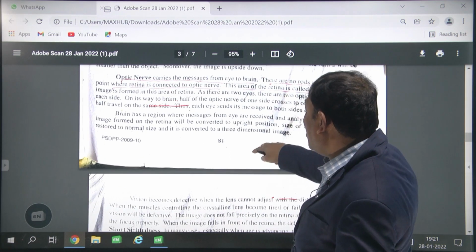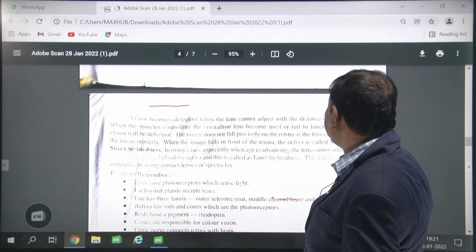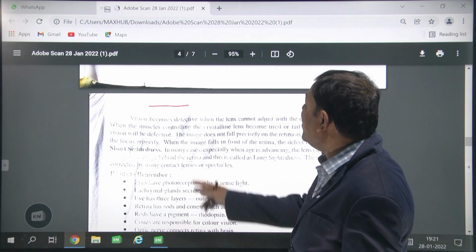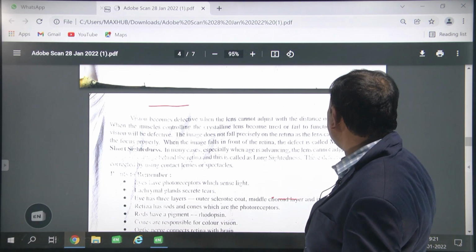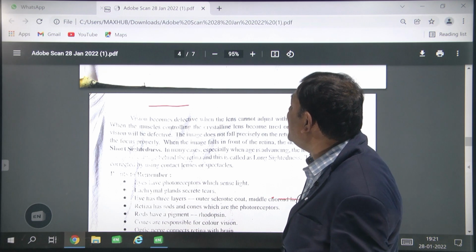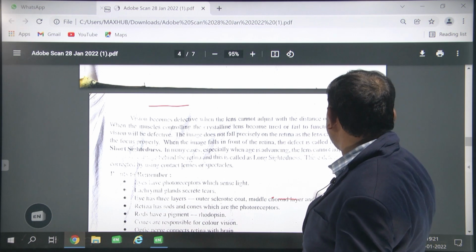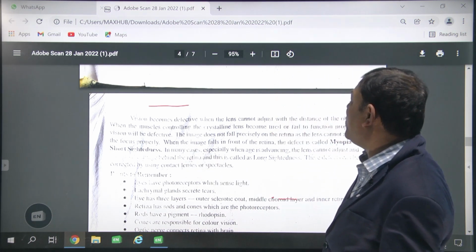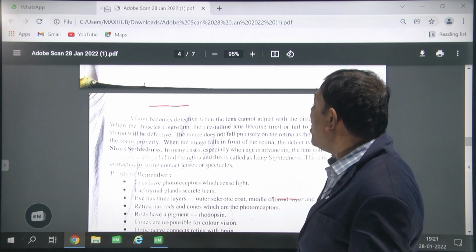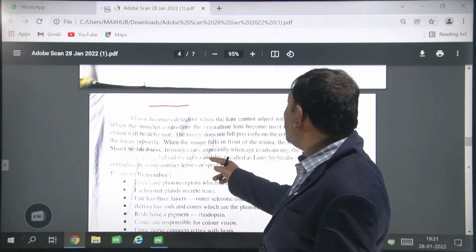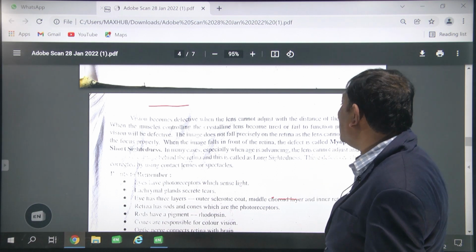Vision becomes defective when the lens cannot adjust with the distance of the object, when the muscles controlling the crystalline lens become tired or fail to function properly. The image does not fall precisely on the retina as the lens cannot adjust the focus properly. When the image falls in front of the retina, the defect is called myopia or short-sightedness. In many cases, especially when age is advancing, the lens cannot adjust.